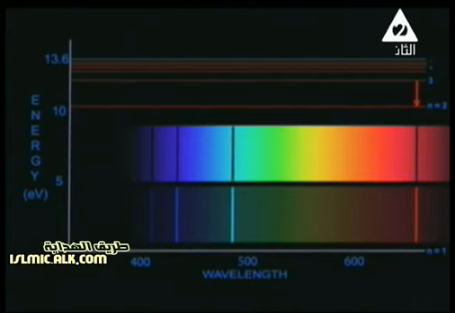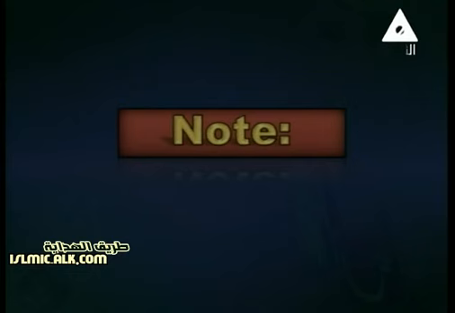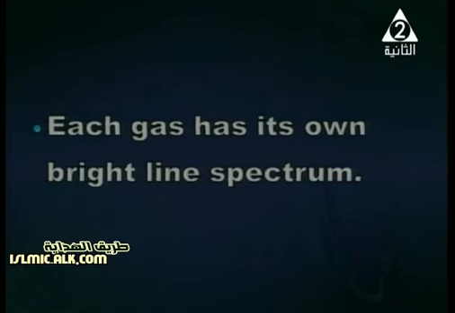Okay, bright line spectrum is given out by a glowing gas. If you remember, continuous spectrum is produced by a glowing solid. But bright line spectrum is given out by a glowing gas. Your attention please, we've got something here to mention. Each gas has its own bright line spectrum. That's why we call bright line spectrum the fingerprints of elements.